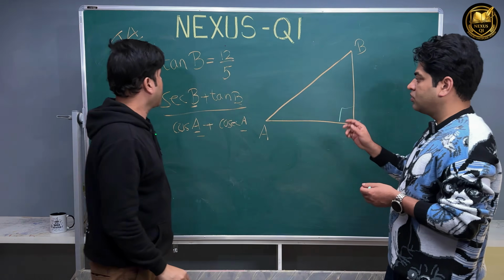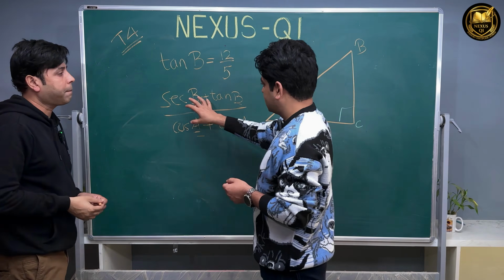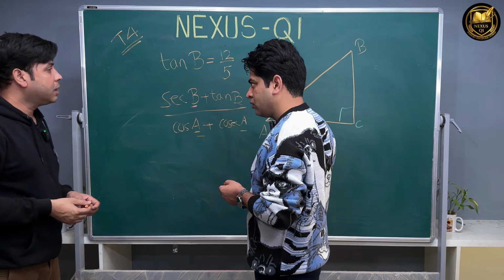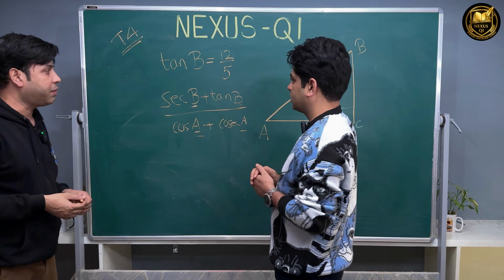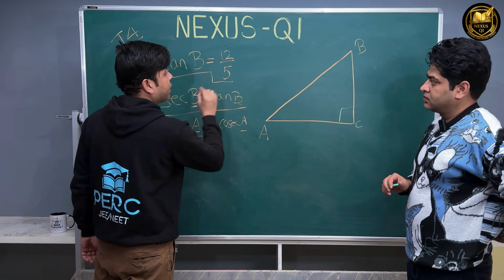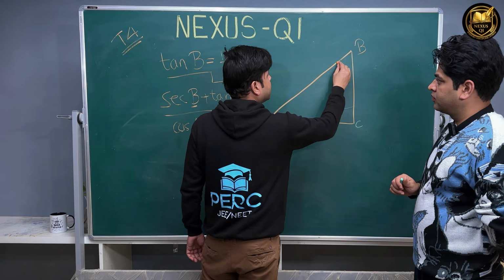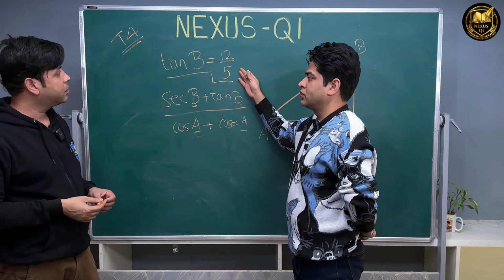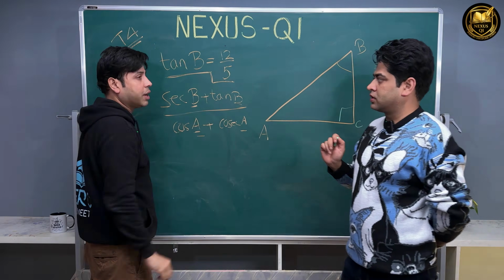Now, small section by section we have to focus. We have to find out all the values, then put them over here and simplify. In the question they have given tan of angle B is 12 by 5. Angle B is here. I have one doubt: is this the value or a ratio? This is nothing but a ratio.